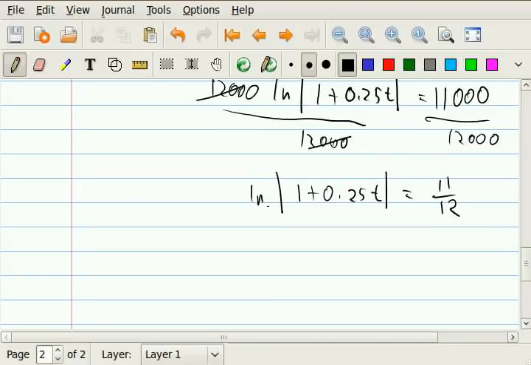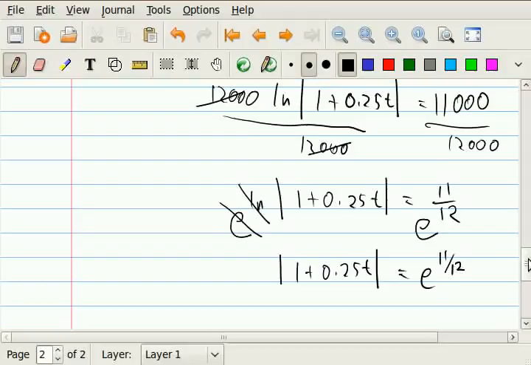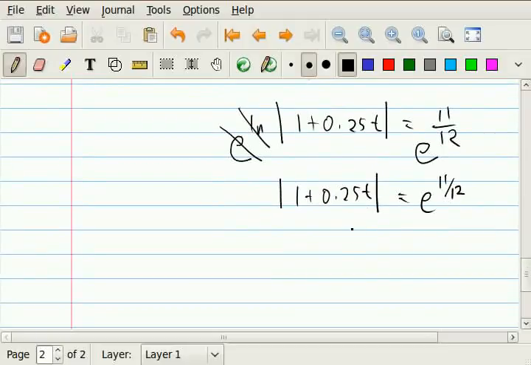Well, again, the nice thing to do here is use that property of exponential functions. If I raise both sides to the power base e, so make this e to the power natural log and e to the power 11/12, e and natural log will cancel in this way. E to a power natural log just gives you the power, 1 plus 0.25t, and that's equal to e to the power 11/12. Well, so how do we solve now?